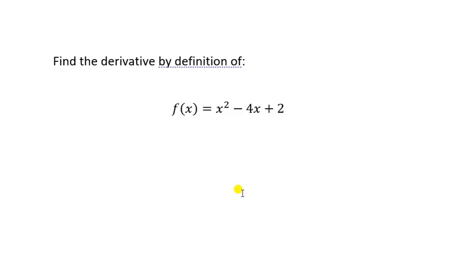Okay, so we have the following problem where we need to find the derivative by definition of the function f of x equals x squared minus 4x plus 2. In order to solve this derivative by definition, we need to look at the definition of the derivative. When they are telling you to find a derivative by definition, they are asking you to use the following formula. The formula looks like this.